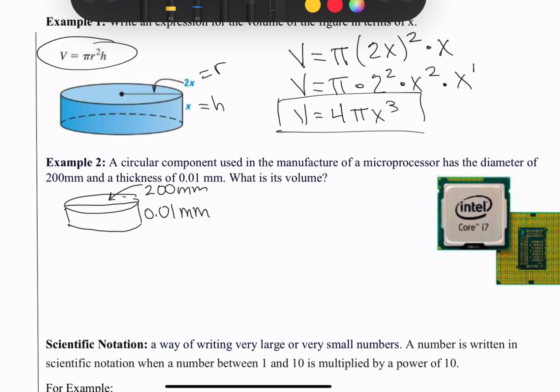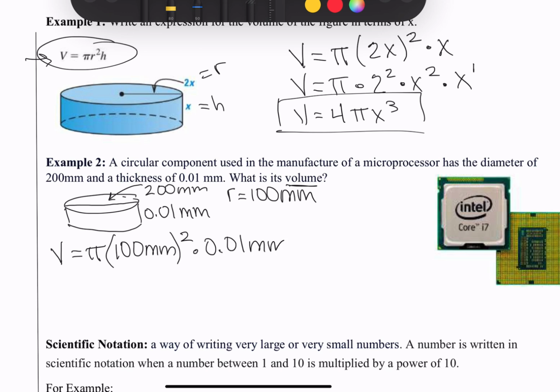All right, so if I know that my diameter is 200 millimeters, well, that tells me that my radius is 100 millimeters. Now, why do I care about the radius? Because if you go back to the volume formula of a cylinder, it uses radius. All right, so we're going to use that to help us find the volume of this circular component in the microprocessor. So we'll use volume equals pi. Now my radius is 100 millimeters, and I'm squaring that. And then I'm multiplying that by my height, which is 1/100 of a millimeter.